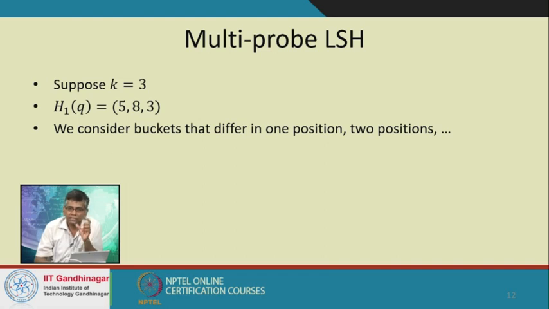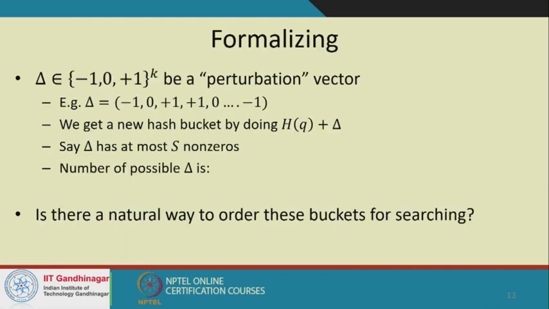In order to analyze this, let us formalize this a little bit. Let me consider delta to be a perturbation vector. It's something very simple. Suppose in the case when k equal to 3, the deltas look like, let's say, -1 0 1, plus 1 -1 -1, 0 plus 1 -1, 0 and so on.